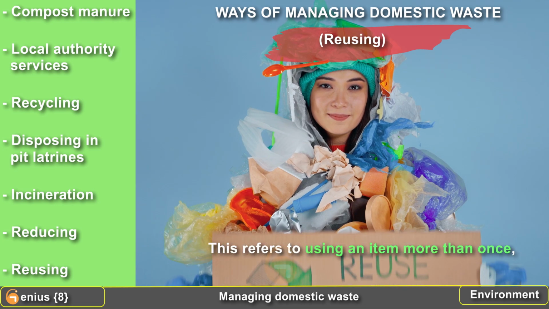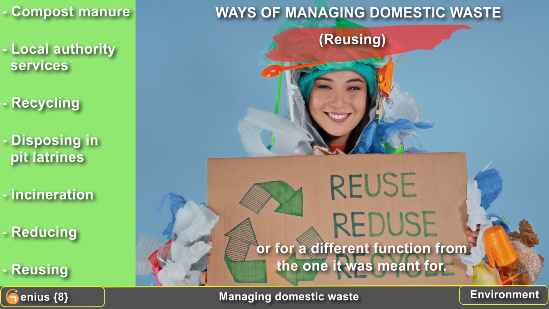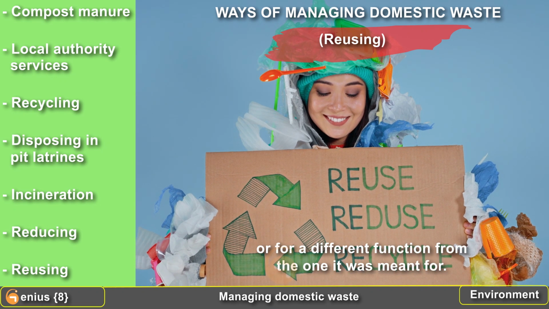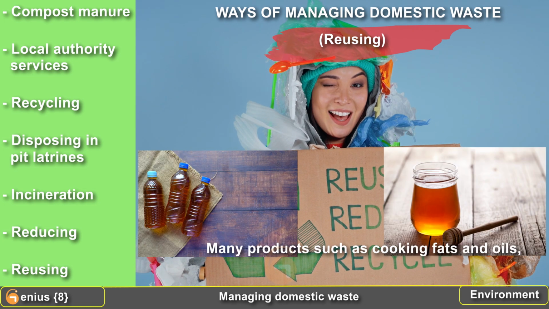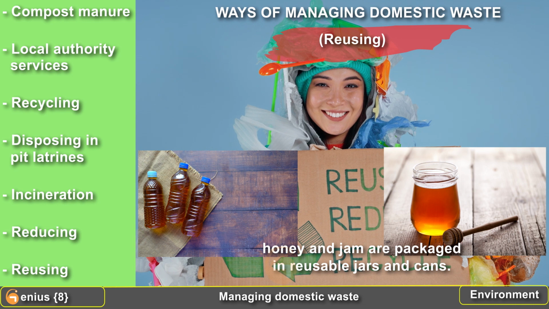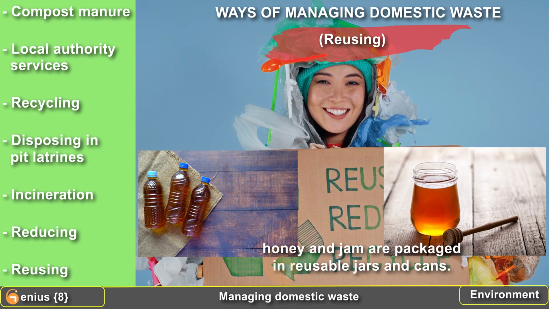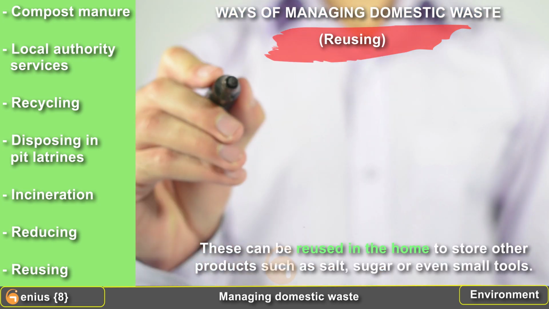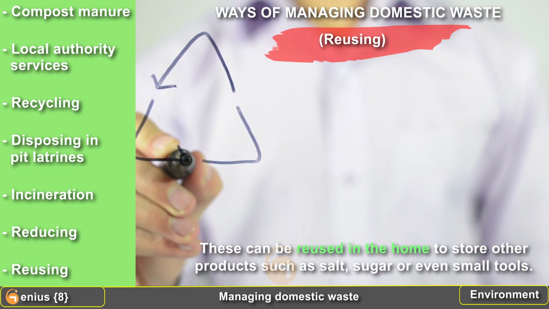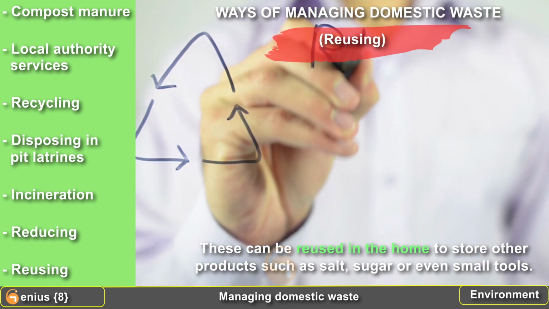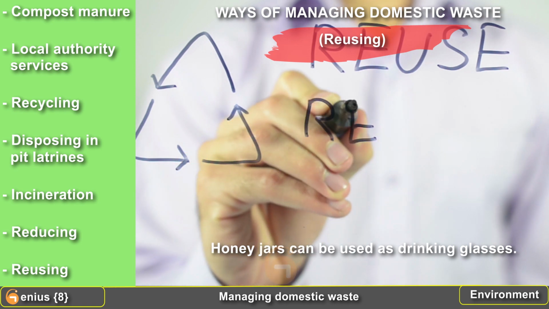Reusing. This refers to using an item more than once, or for a different function from the one it was meant for. Many products such as cooking fats and oils, honey and jam are packaged in reusable jars and cans. These can be reused in the home to store other products such as salt, sugar or even small tools. Honey jars can be used as drinking glasses.